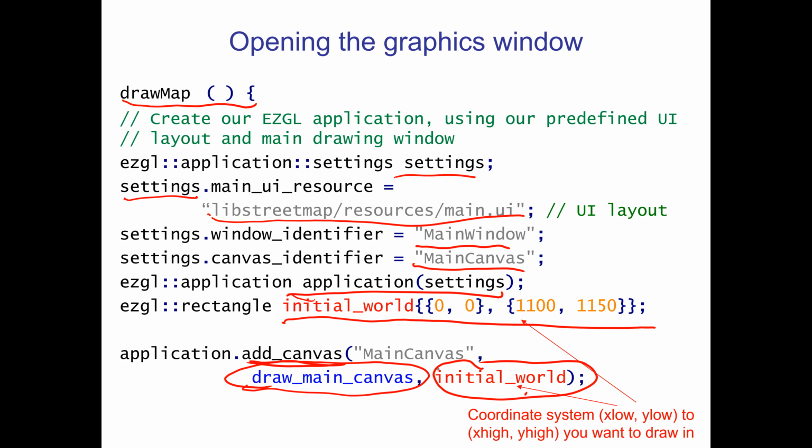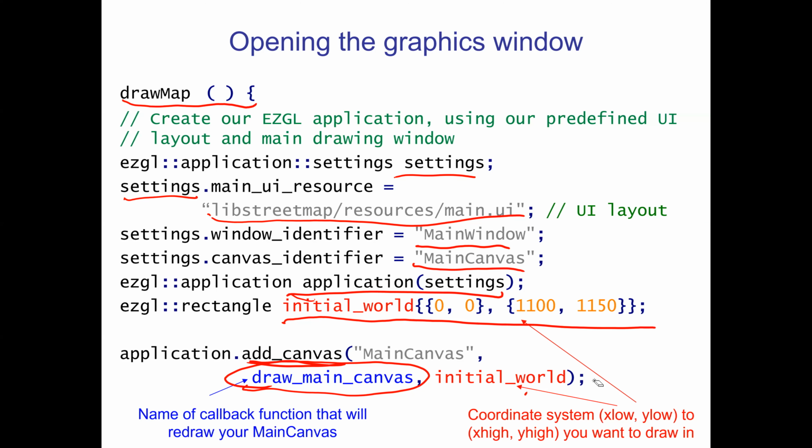So you can choose any coordinate system you want. We talked about this in the tutorial just before reading week. You want to choose a coordinate system that is convenient for you, because EasyGL lets you draw on anything you want. And then this draw main canvas, you can use any name you want, but this is your main redrawing function. And you want to make it fast because it's going to get called a lot.